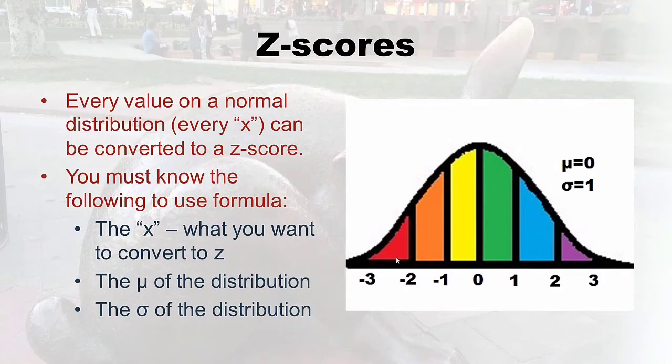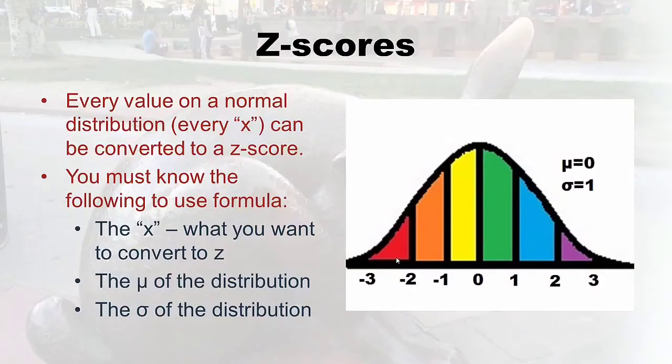So let's talk about z-scores. Every value on a normal distribution, so every x, can be converted to a z-score. Just like I was saying how you can convert any currency to dollars. There's some formula for that. So you can convert every x on a normal distribution to a z-score, but you have to know how to use the formula, right?